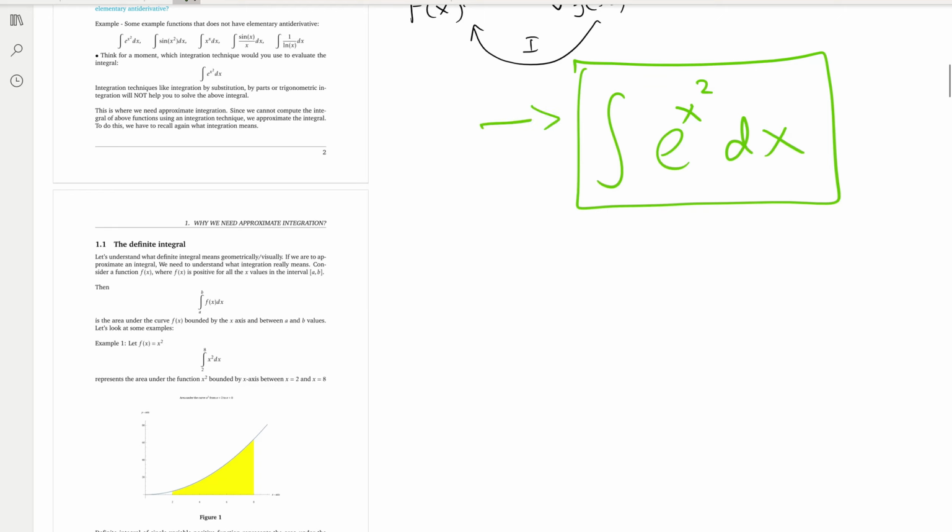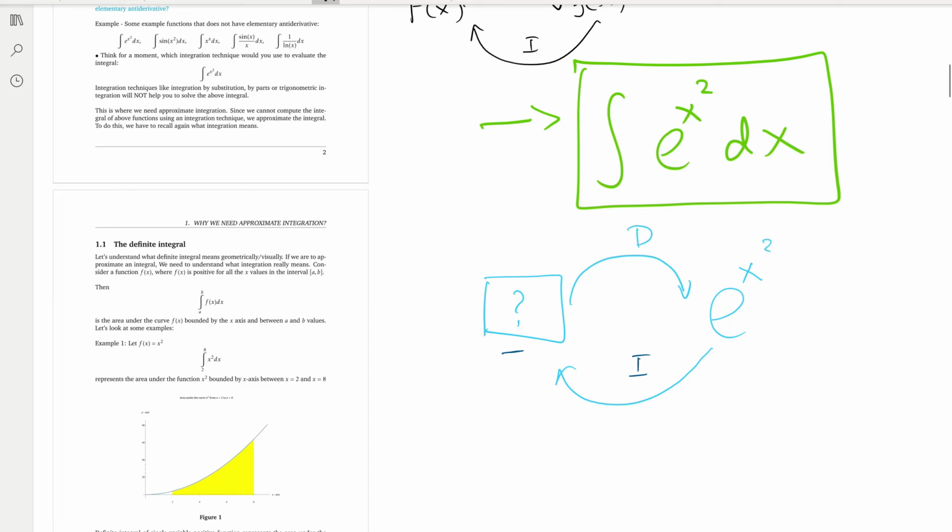Why? What's the problem? The problem here is with the antiderivative. So e to the x square, you want to find the function. There should be some function where, if you differentiate it, you get e to the x square. You want to find that function, the antiderivative of e to the x square. So that's the goal of integration here, right?